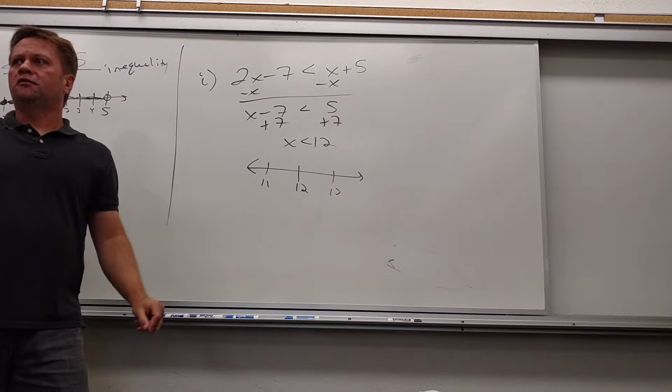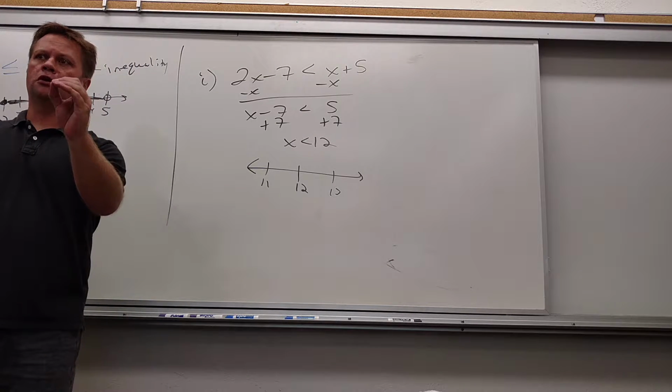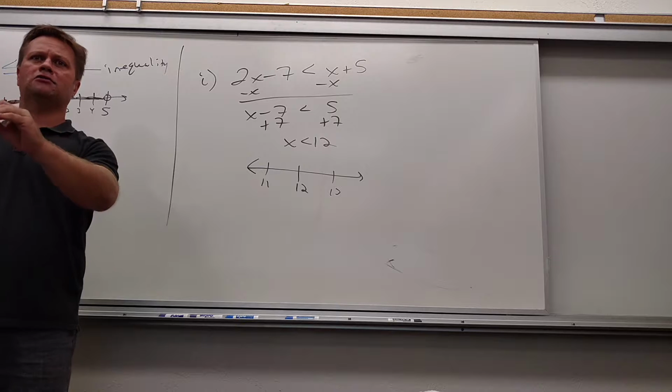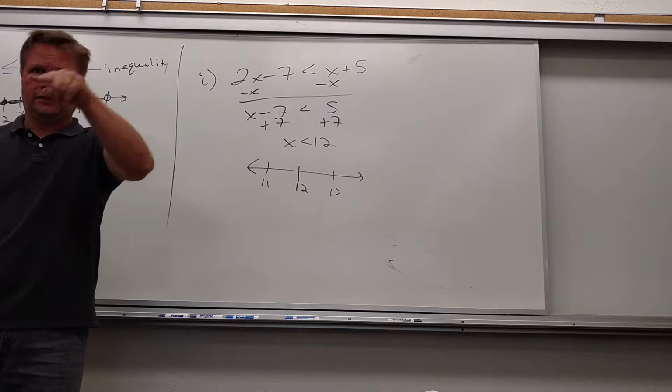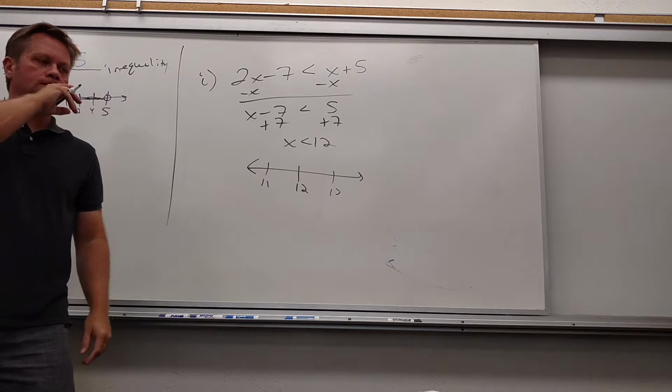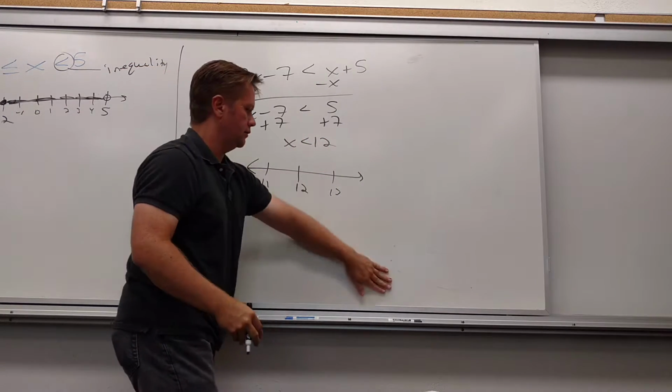Whenever you graph, you don't have to have 0 show up. If you have x greater than 28, you don't need to count 0, 1, 2, 3, 4, 5, 6, 7, 8. A couple of numbers around it is fine.